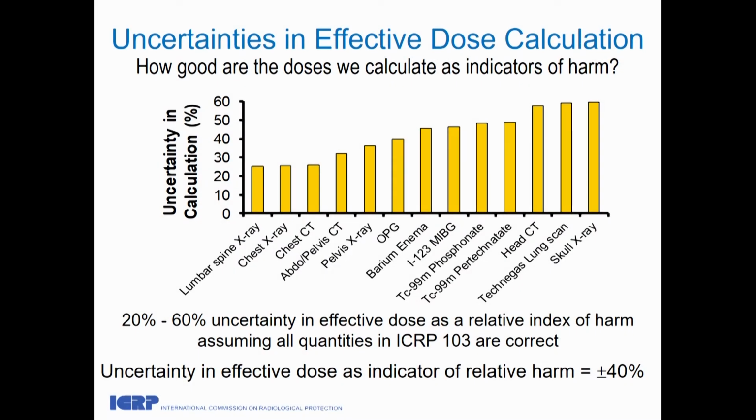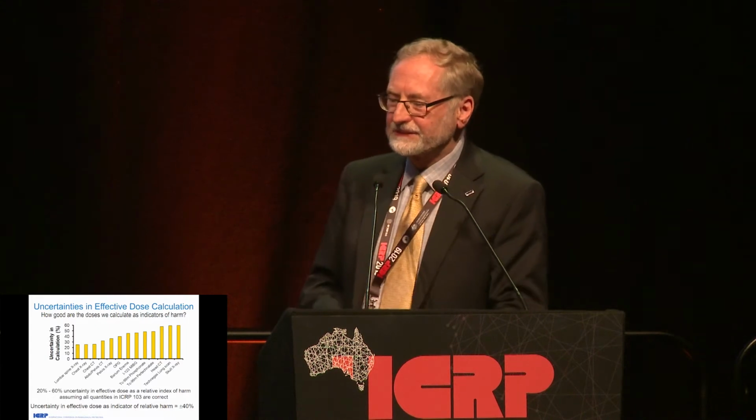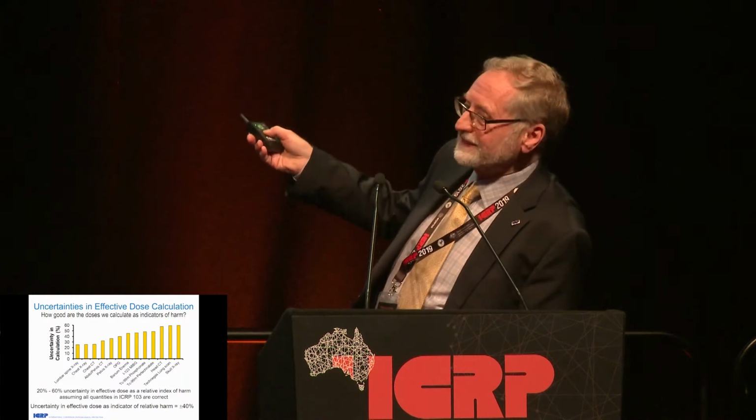Now, I used the differences in weighting factors and the other assessments of uncertainties to try and assess the uncertainty in different types of examinations. And you see there's quite a variation. These are different X-ray and nuclear medicine examinations. There's 20 to 60% uncertainty in effective dose as a relative indicator of harm. And you notice the ones at this end with the higher values are where we're just looking at a single organ, such as the head or a lung scan or a skull X-ray.